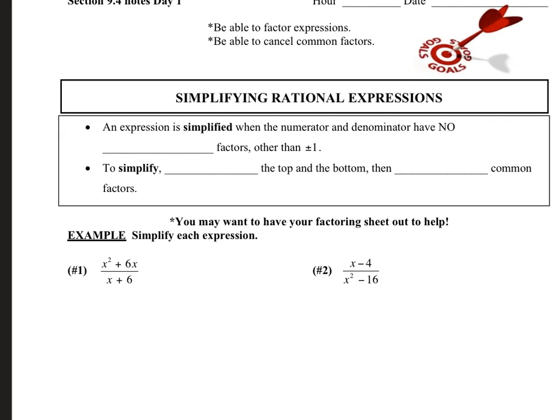An expression is simplified when the numerator and denominator have no common factors, other than plus or minus 1. And to simplify, we're going to factor the top and bottom, then cancel common factors.